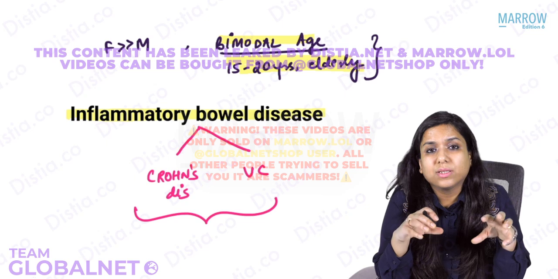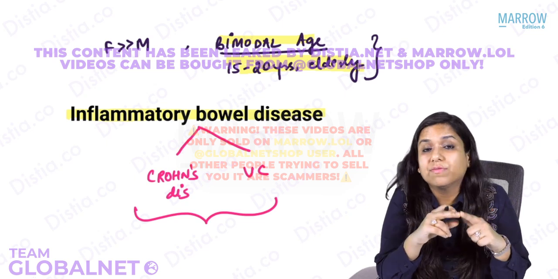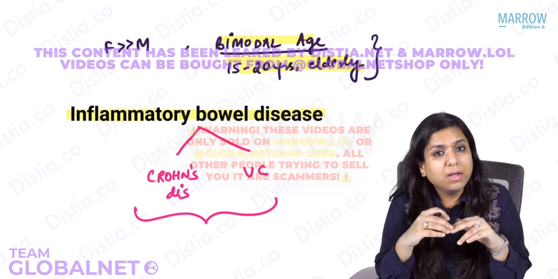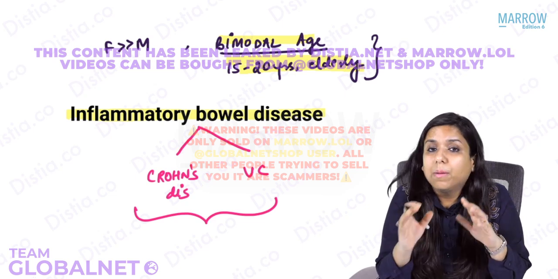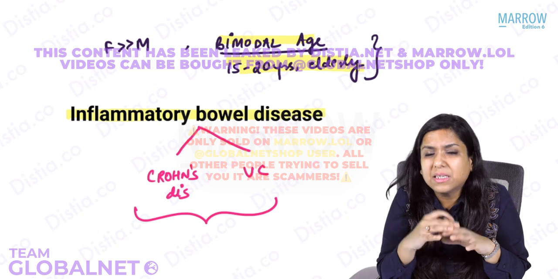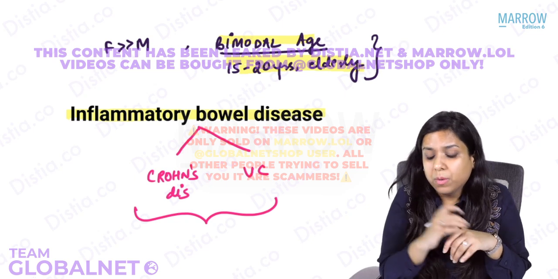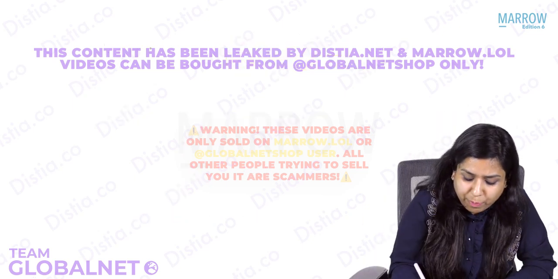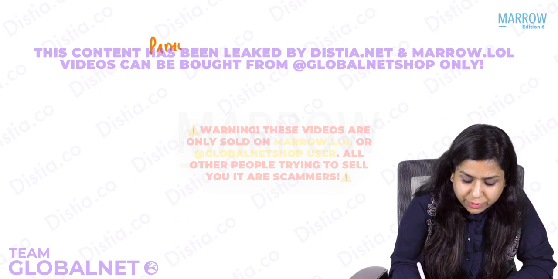And you must have noticed that these disorders are much more common in Western countries. In India, the incidence is also increasing now, but they are much more common in Western countries and Caucasians. Understood the basic epidemiology of the disease? Now let us move to the brief pathogenesis of the disorder.